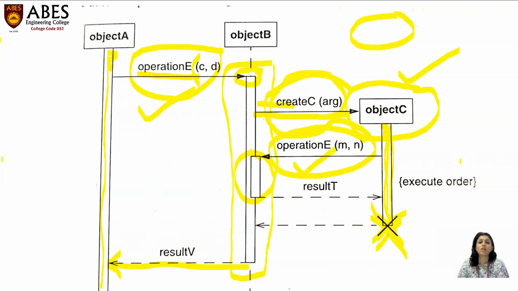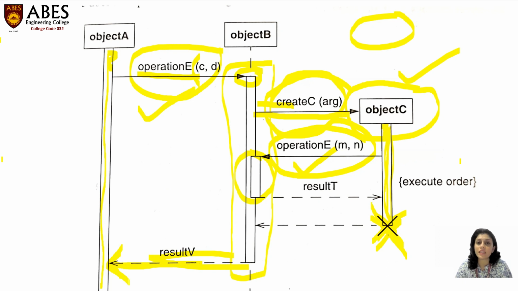Whenever a function calls itself, it is called recursion. So over here, this operation is being called in the lifeline of object B, and again object C is calling the same operation in this lifeline. So we have shown it here as a vertical rectangle inside a vertical rectangle. Whenever we want to show recursion, it is shown as a vertical rectangle inside a vertical rectangle. After the recursion is over, it gives the output as result V and gives the output to object A.